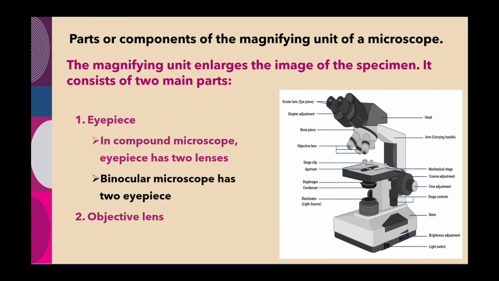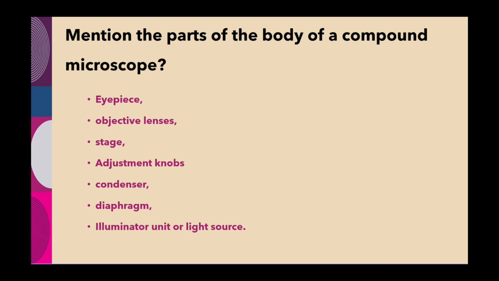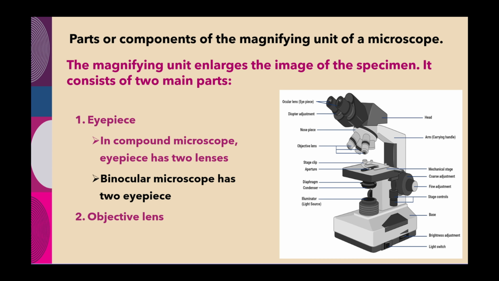What are the different parts or components of the magnifying unit of a microscope? In the previous slide, we asked about the body, the complete microscope. In this slide, we are just talking about the magnifying unit of the microscope. The magnifying unit enlarges the image of the specimen, and it consists of two main parts, the eyepiece and objective lenses.